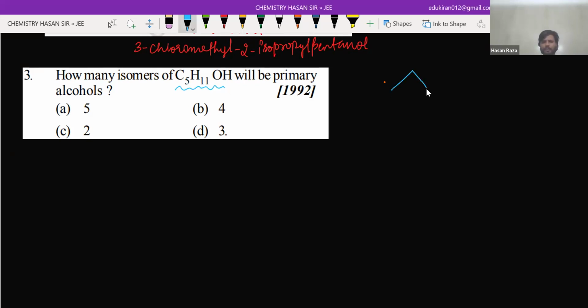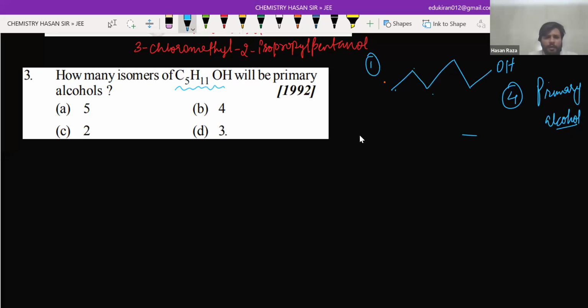C5H11OH. 1, 2, 3, 4, 5, and OH. Now you are going to draw all the isomers of this, and you will find out that there are only 4 isomers which have primary alcohol. Is that clear? Same question we did in halogens.